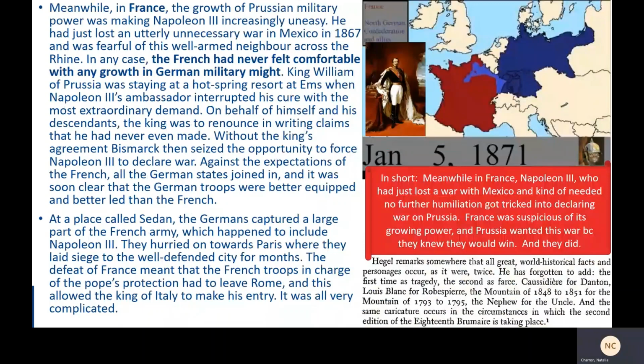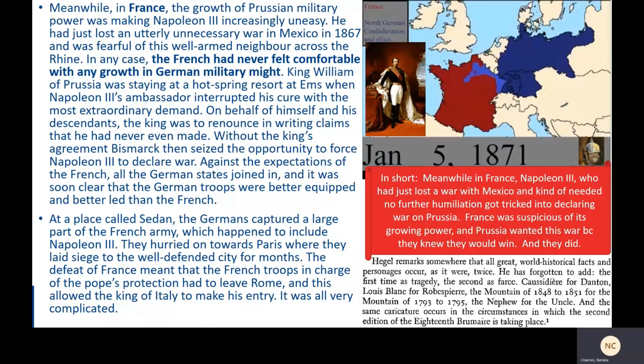Meanwhile, in France, the growth of Prussian military power was making Napoleon III increasingly uneasy. He had just lost an utterly unnecessary war in Mexico in 1867 and was fearful of this well-armed neighbor across the Rhine River. In any case, the French had never felt comfortable with any growth in German military might.